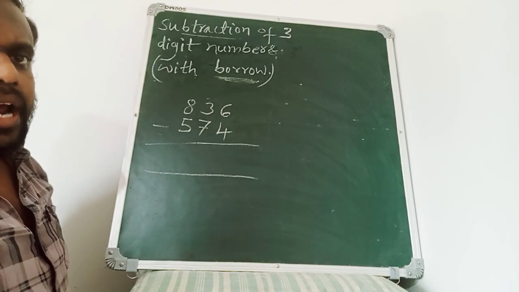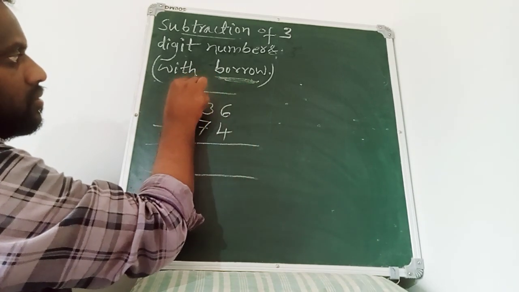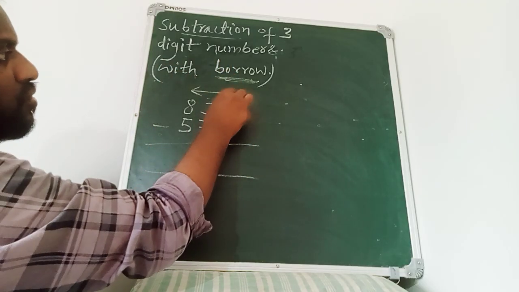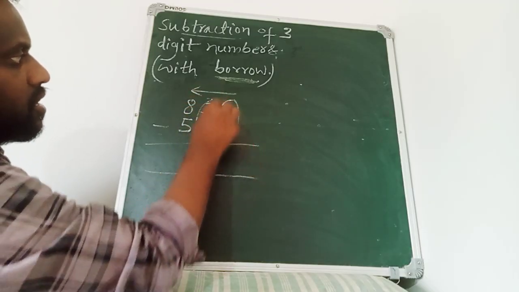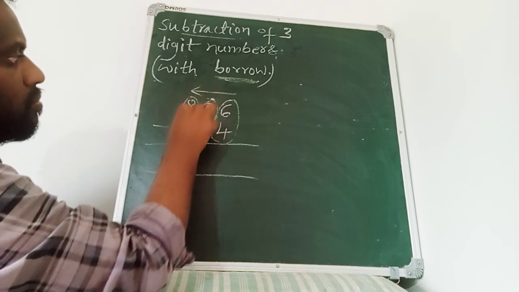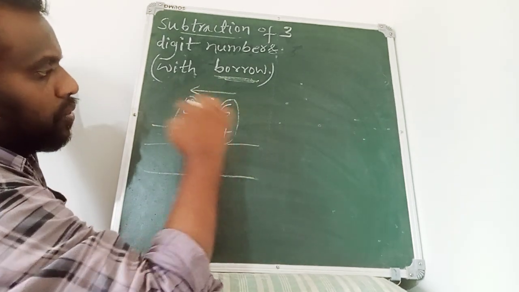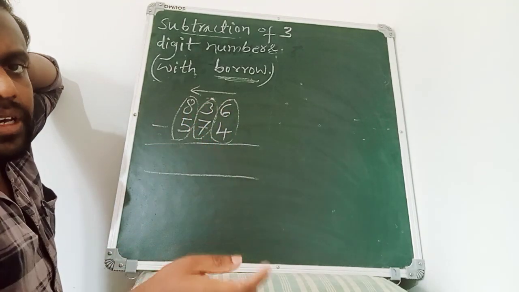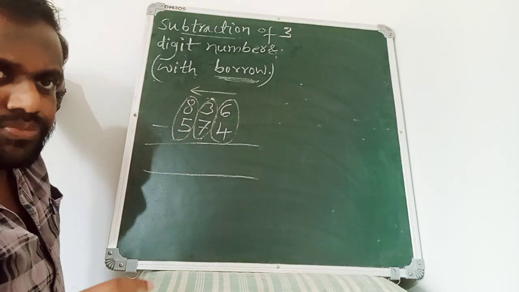See, to start subtraction, you have to start in this direction, I mean from this side to this. That means first you have to consider this column. This is the first column. Next, this second column. This is the third column. In the first column, there are two numbers 6 and 4. In the second column, there are two numbers 3 and 7. In the third column, again, there are two numbers 8 and 5.